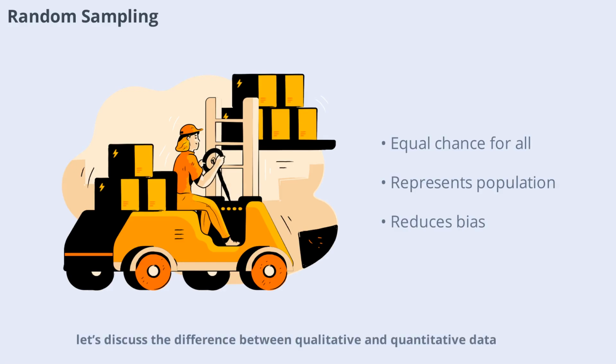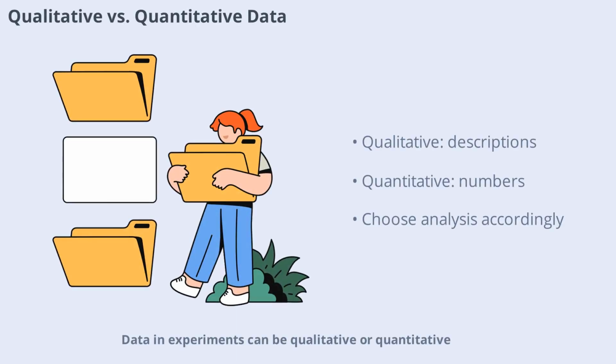Next, let's discuss the difference between qualitative and quantitative data. Data in experiments can be qualitative or quantitative. Qualitative data describes qualities or characteristics like color or texture. Quantitative data involves numbers and measurements like height or weight. Both types are valuable, but quantitative data is often easier to analyze statistically. Understanding the type of data you're collecting helps you choose the right analysis methods.